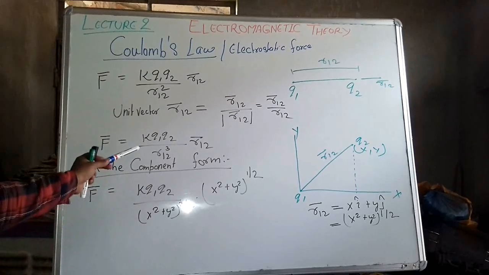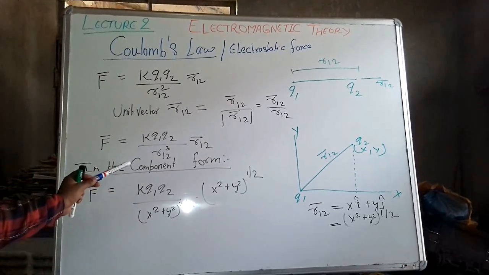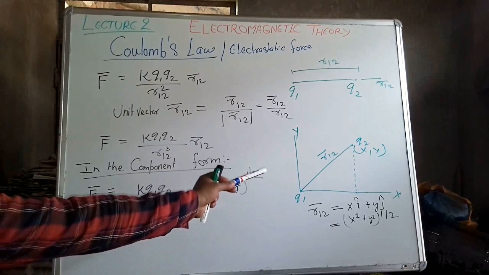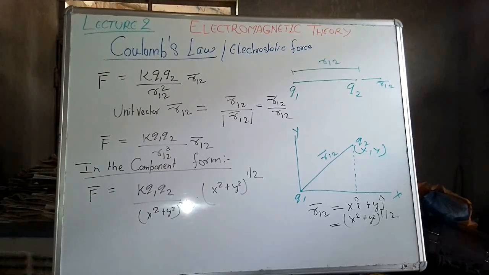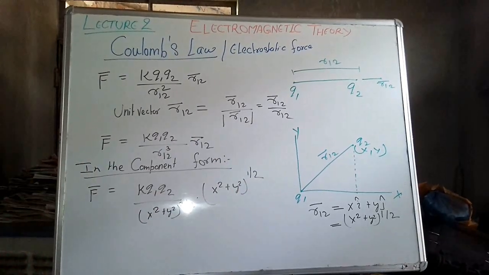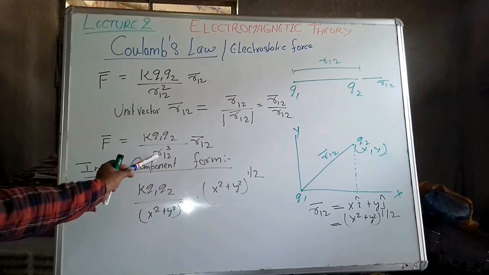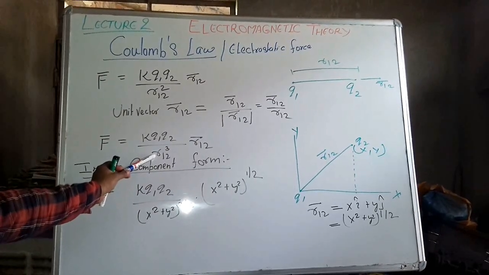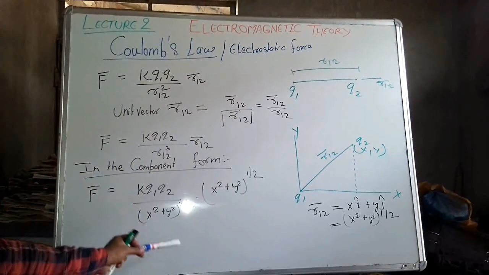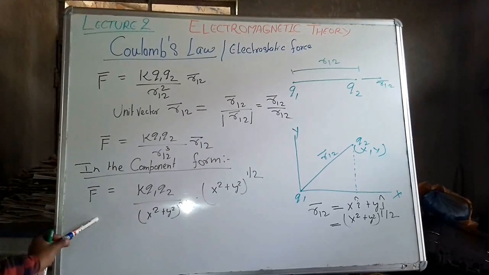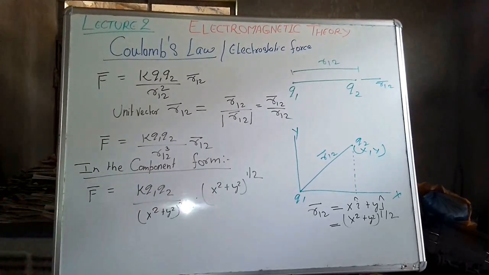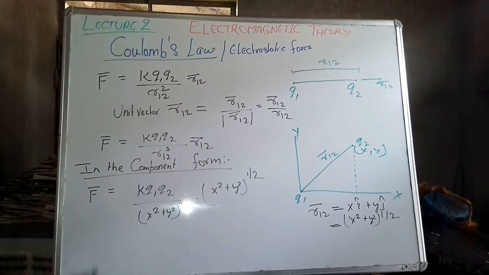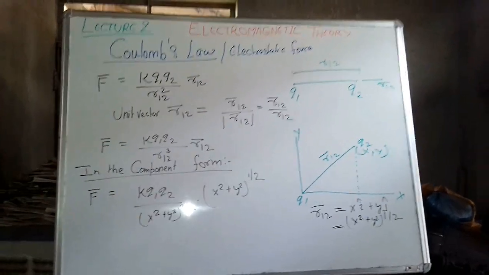And also we can write this in component form. We know that R12, the distance between Q1 and Q2, can also be broken into an x component and a y component. So simply, instead of R we put the square root of x square plus y square, the two components. So finally we get the component form of Coulomb's law, with x square in the x direction and the y direction. So this is the component form of Coulomb's law.